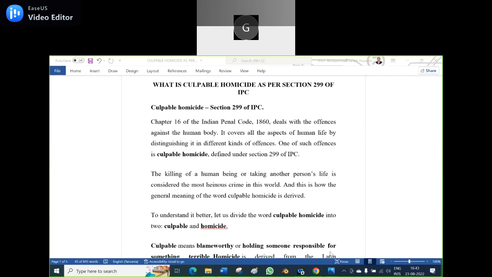Chapter 16 of the Indian Penal Code 1860 deals with offenses against the human body. It covers all the aspects of human life by distinguishing it into different kinds of offenses. One such offense is culpable homicide, defined under Section 299 of the IPC.